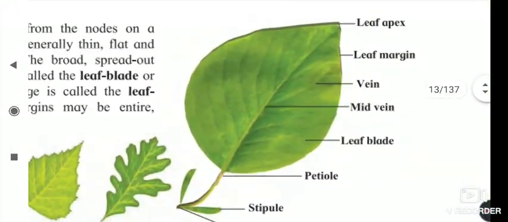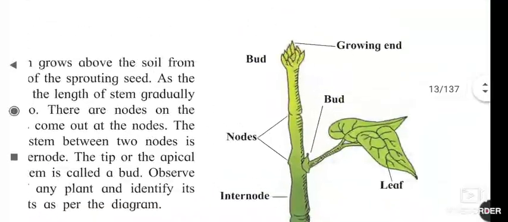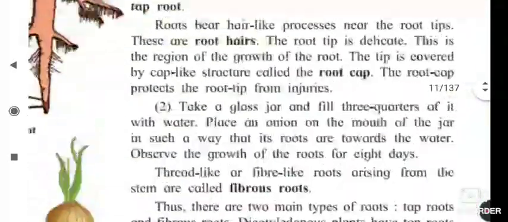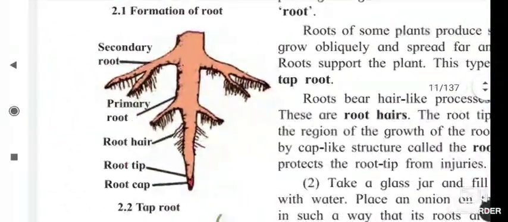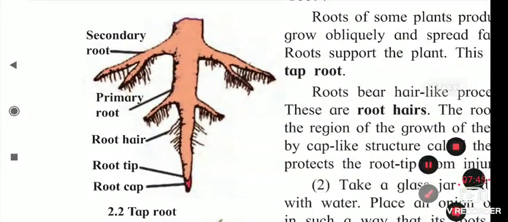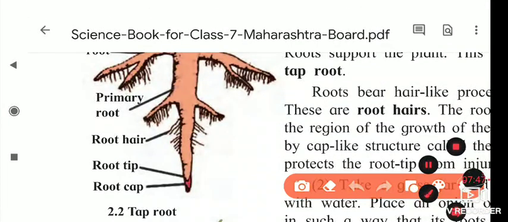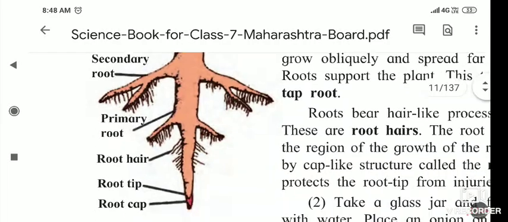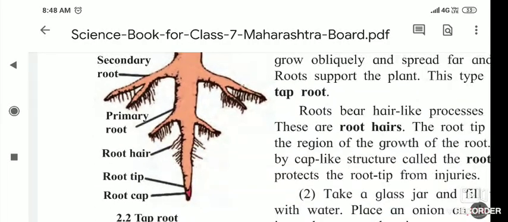So this is the leaf diagram, and one more diagram I told you is the root diagram. So root has primary roots, secondary roots, root tip, root hairs; all those names you have to give for this question. Okay, that was the second question, draw a neat and labeled diagram.